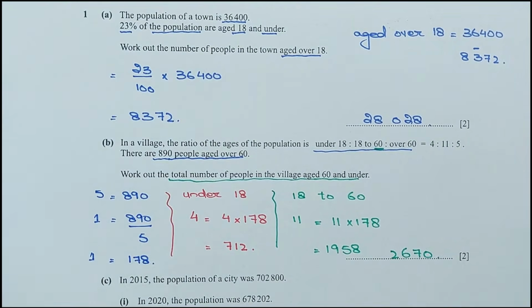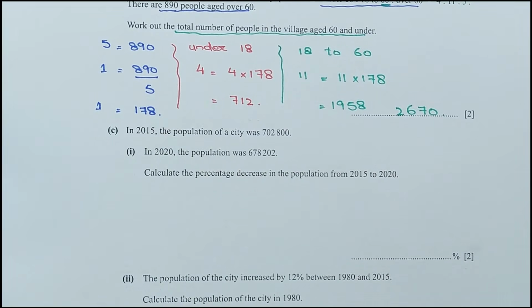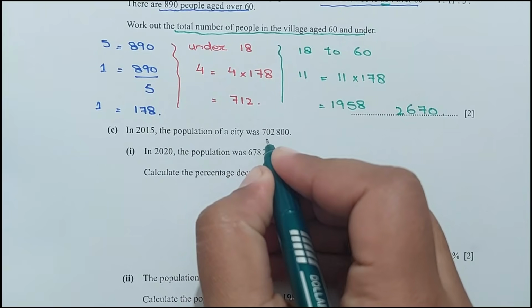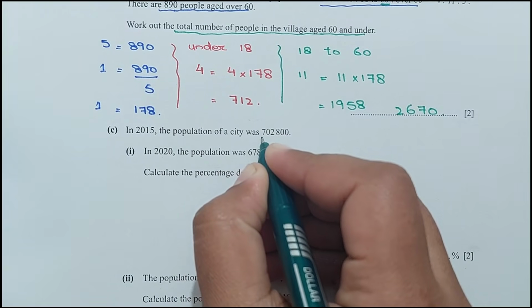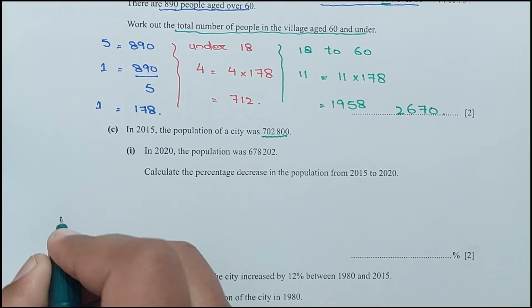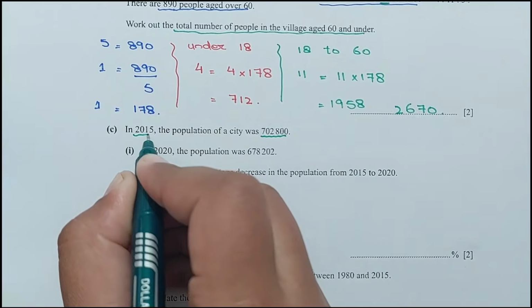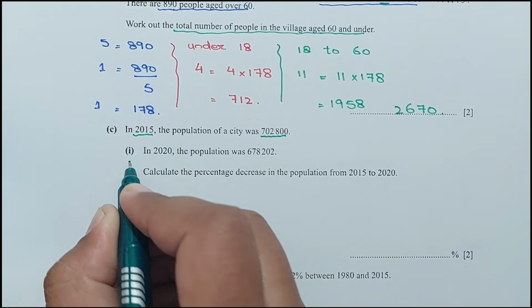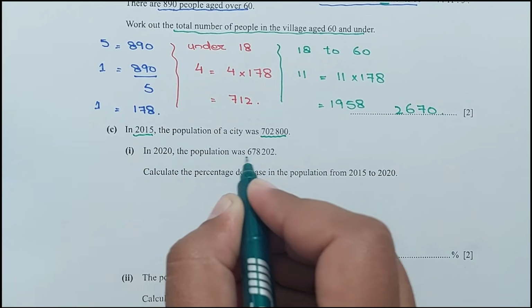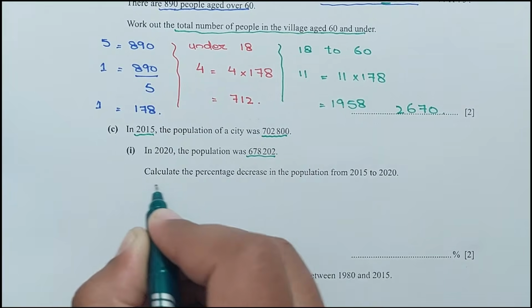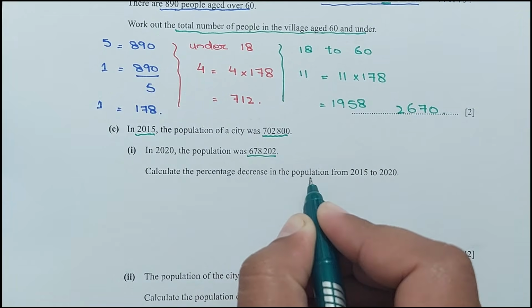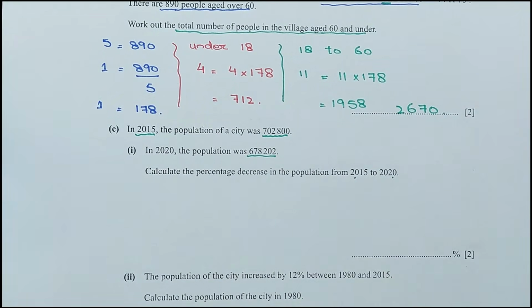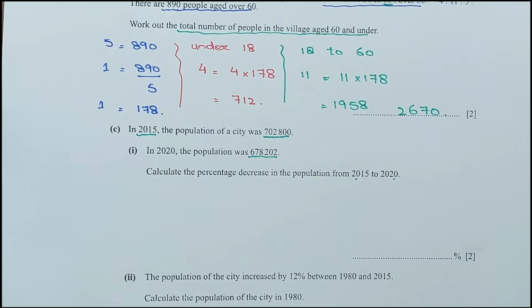Right. Now for part C: in 2015, the population of a city was 702,800. This is in 2015. In 2020 the population was 678,202. Calculate the percentage decrease in the population from 2015 to 2020. How much is the decrease?